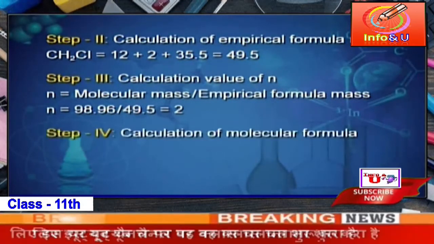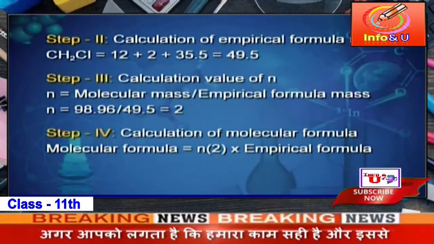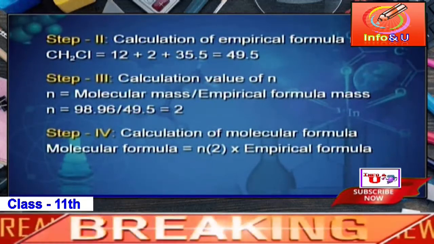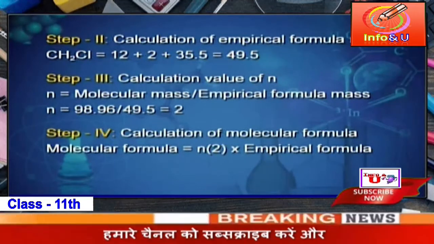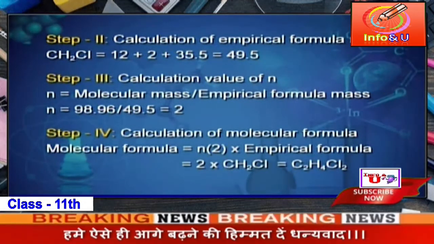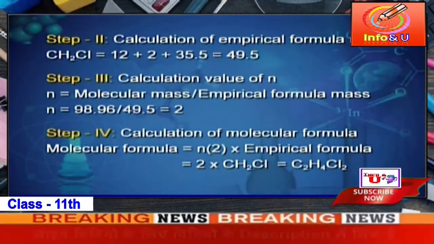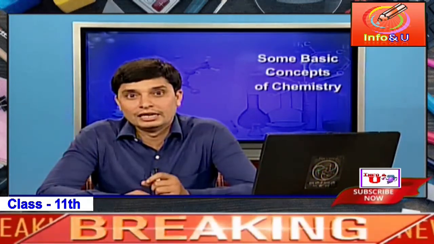Fourth step, calculation of molecular formula. Molecular formula is equal to n into empirical formula. We have the value of n equal to 2 and the empirical formula CH2Cl. So the molecular formula will be 2 into CH2Cl, which is equal to C2H4Cl2. In the next lecture we will study stoichiometry and stoichiometric calculations, limiting reagents.